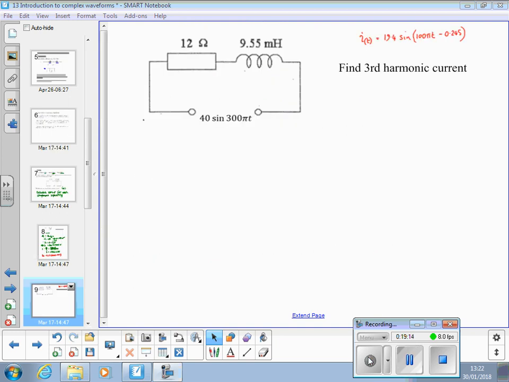So now we want to consider the current due to the third harmonic. So following the same process as we did before, 5-10 minutes, see if you can come up with an expression to add to that to make the addition of the third harmonic current. So you've got to calculate a new XL, a new overall impedance that you can divide into that voltage to get a second component to the current.